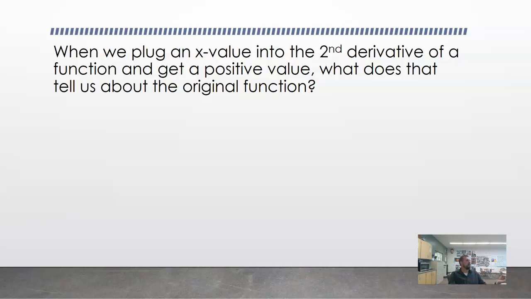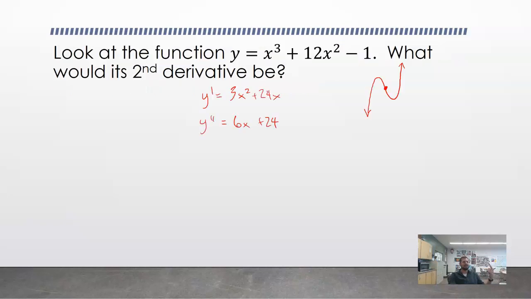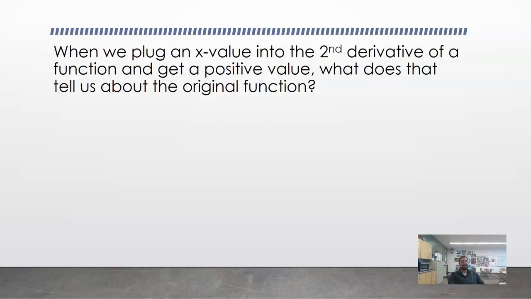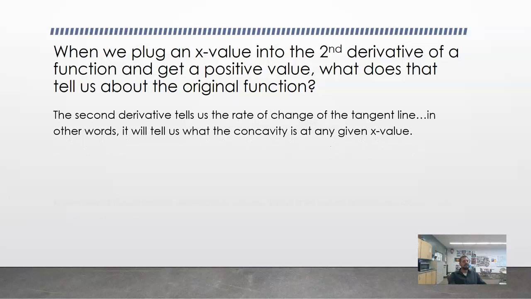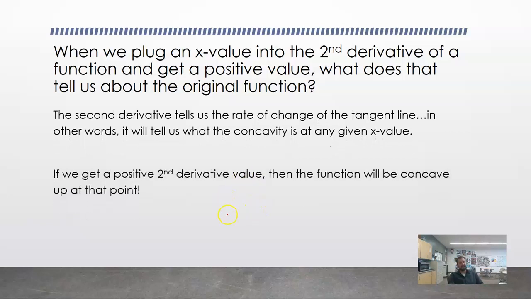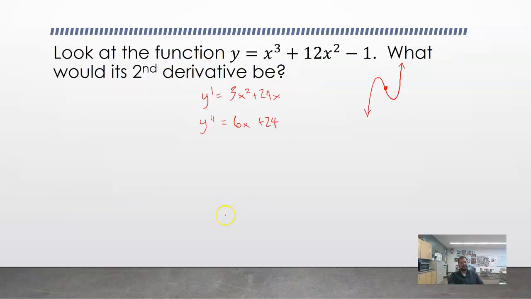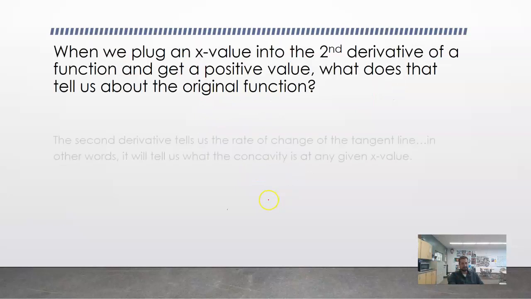A couple things to note. If I take any x value and plug that into the second derivative, and I get a positive number, that tells me that the original function will be concave up. So if I have 6x plus 24, and I take positive 5 and plug that in, 6 times 5 plus 24 gives me a positive number, which means at x equals 5, my original function is going to be concave up because I got a positive number.